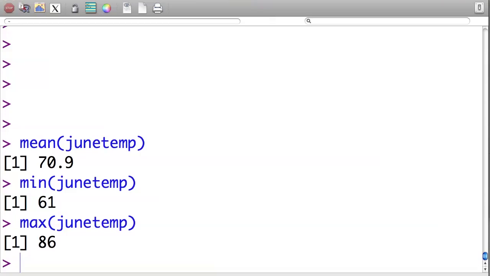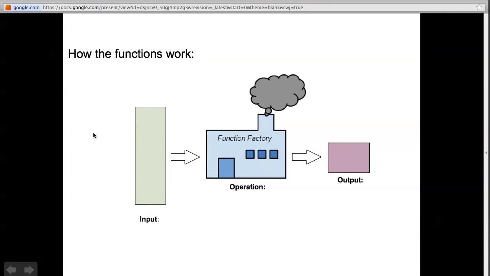Before we go more into how to use functions, let's review what functions actually do. All functions work the same way. A function takes an input, performs an operation on the input, and then produces an output. The input, operation, and output will differ from function to function. However, every function has these three elements.